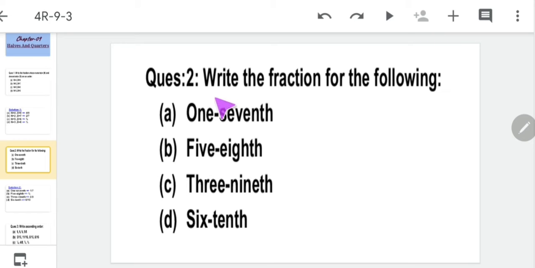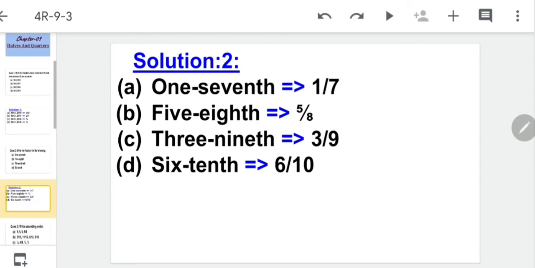Question number 2 is, write the fraction for the following. Now we have to write the fraction for given these terms. So let's see how we have to write. So the first one is 1/7. 1/7 means the first number will be in numerator and 7th means 1 part of 7. So we have to write it as 1 upon 7. Next is 5/8 means 5 part of 8 means 5 upon 8.